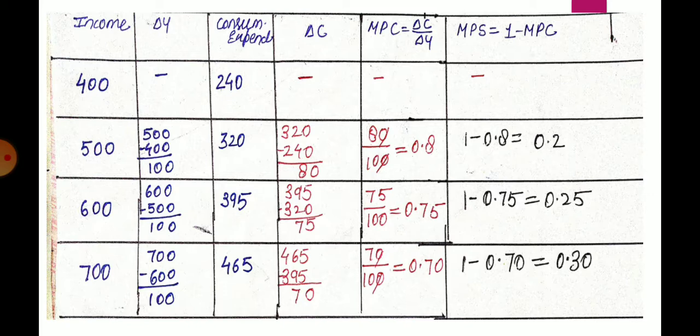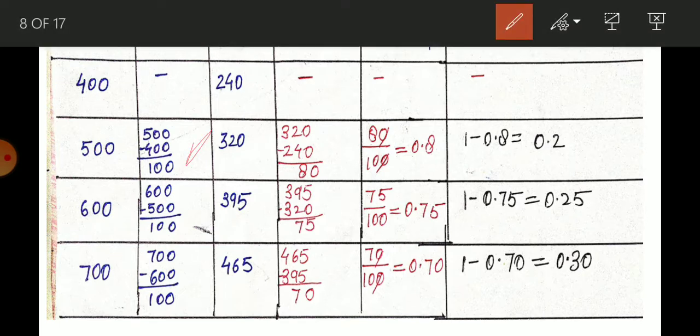So for the first one we don't calculate. For the second, when income is 500, we are going to subtract the previous income from the present income. So what is the previous income? 400. So when we subtract we get 100. Okay student, now present income is 600, previous income is 500, then we get delta Y 100. Now present income is 700, previous is 600, when we subtract we get 100. Okay, this column is of income, this column is for consumption.